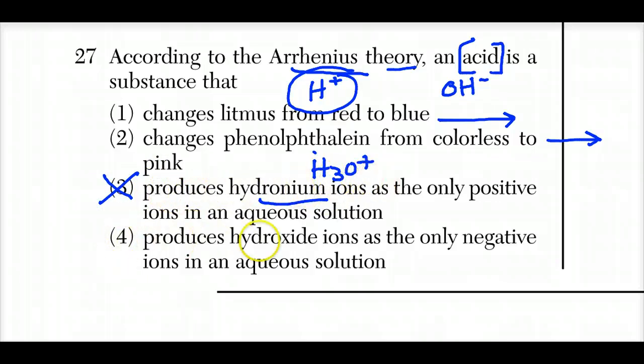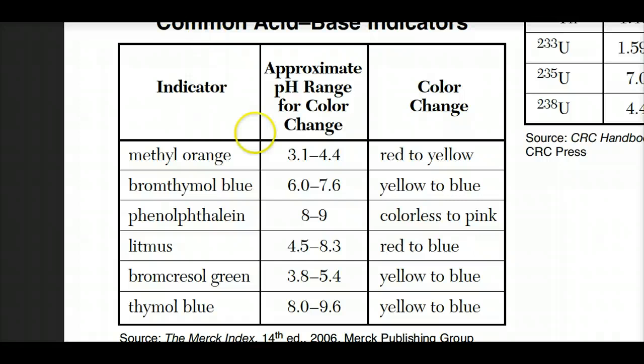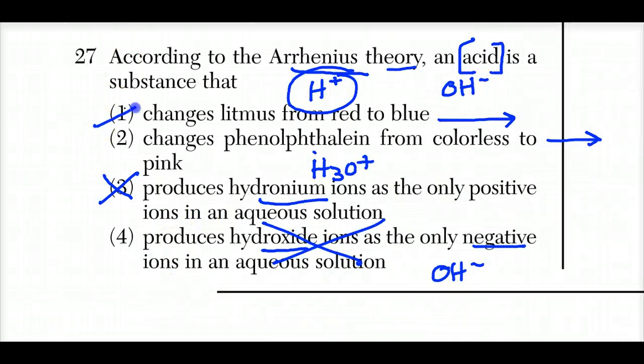Okay, let's continue on. Hydroxide ions is the only negative. This would be for an Arrhenius base definition. To be a base, you produce hydroxide. So this clearly isn't the answer. Let's go to the indicators. So we want litmus from red to blue. If it was an acid, it would go from blue to red. Going from red to blue would mean that we're getting more basic, so that can't be the answer. So we'll cross out 1.